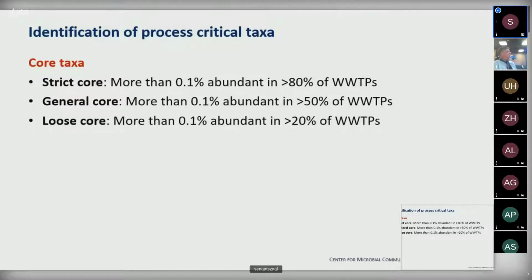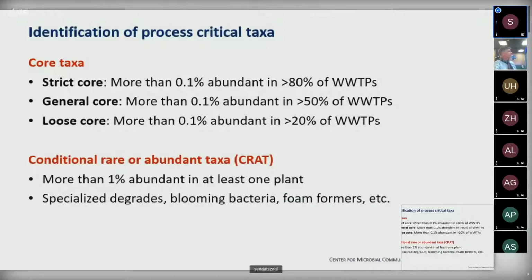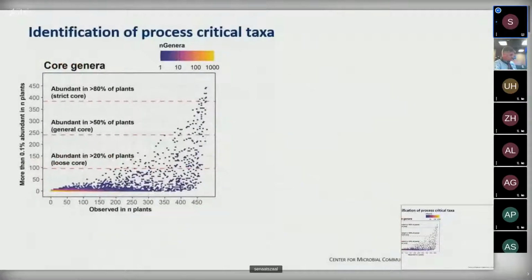Besides these core taxa, we also define something we call conditional rare or abundant taxa. And we define them as taxa which are more than 1% abundant in at least one wastewater treatment plant. And these bacteria are more specialized degraders. They could be blooming bacteria, foam formers, and other bacteria which cause process disturbances, but are generally not there in very high abundances. So what does it look like when we try to identify core genera?